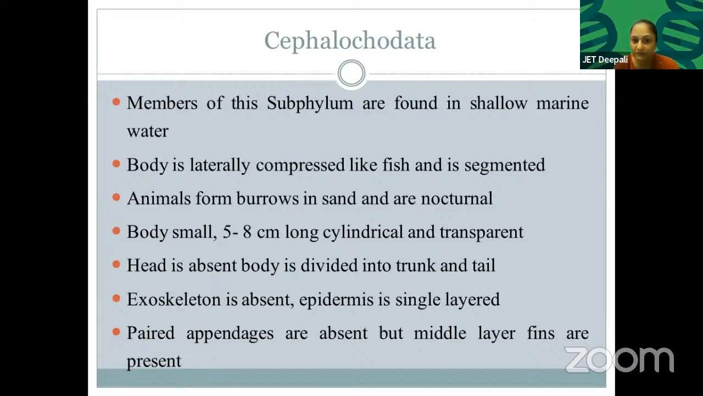The body is small, 5 to 8 centimeters long, cylindrical and transparent. Not too long, only 5 to 8 centimeters, and they have a cylindrical body. Head is missing; trunk and tail are there. Only trunk and tail, they do not have a head. Exoskeleton is absent. Epidermis is single layered. Paired appendages are absent, but median fins are present.